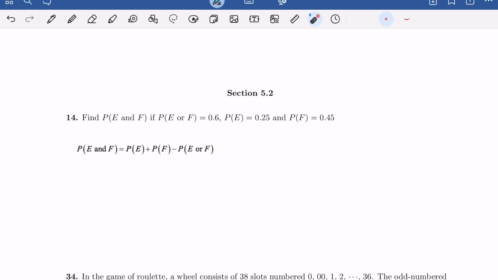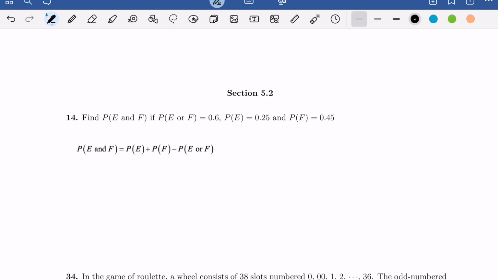Now in section 5.2, we're looking at the addition and complement rules. So let's illustrate this with question 14. We want to find the probability that the event E and the event F is going to occur if we're given that the probability of E or F occurring is 0.6, the probability of E occurring is 0.25, and the probability of our event F occurring is 0.45. Now this here is the general addition rule. So we can easily find this just by plugging in the given values. But just so we can visualize what's happening here, we like to use Venn diagrams for these types of problems.